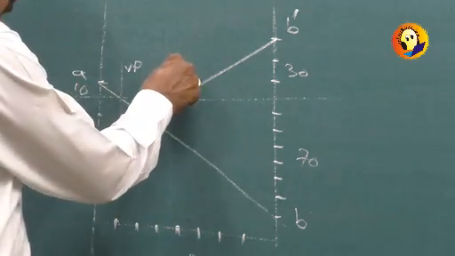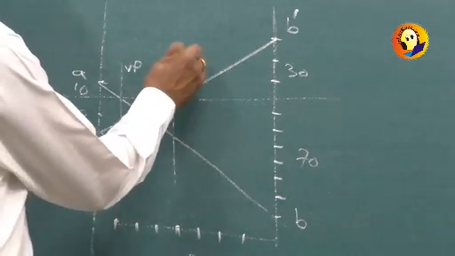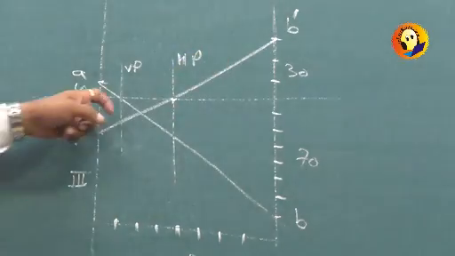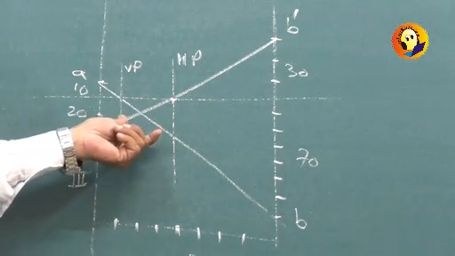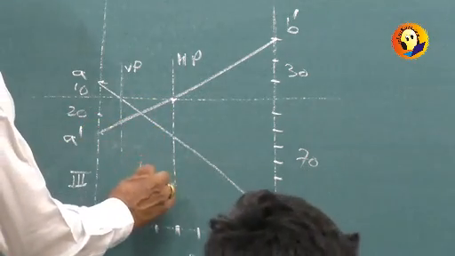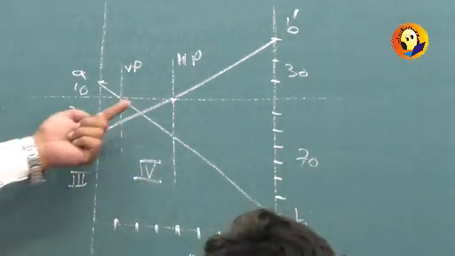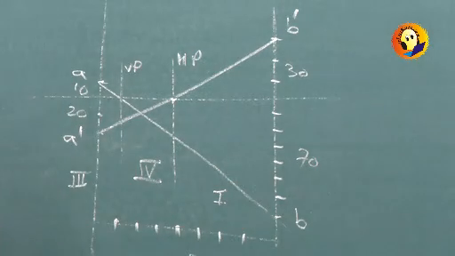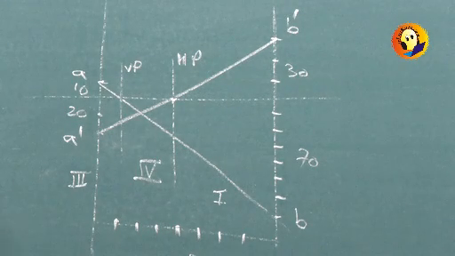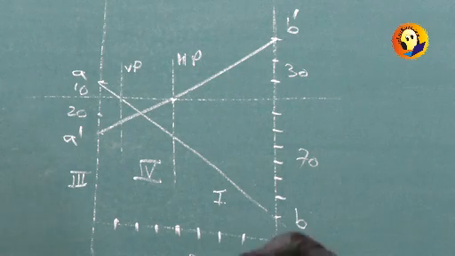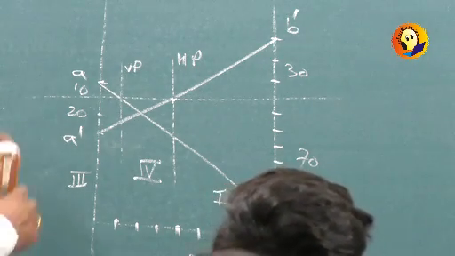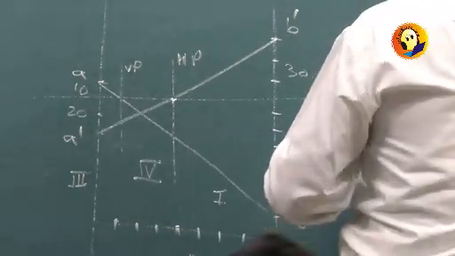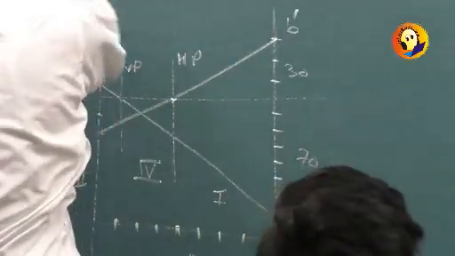See, in this region, this point, elevation is on XY, the point is in HP. For this portion of the line, both plan and elevation are below XY, so this portion is in the fourth quadrant. And from the fourth it cuts HP and comes to the first quadrant. Right? Sometimes we get confused, yes. Now for some time you don't have to draw anything, just see. We'll understand it and then only we'll proceed.